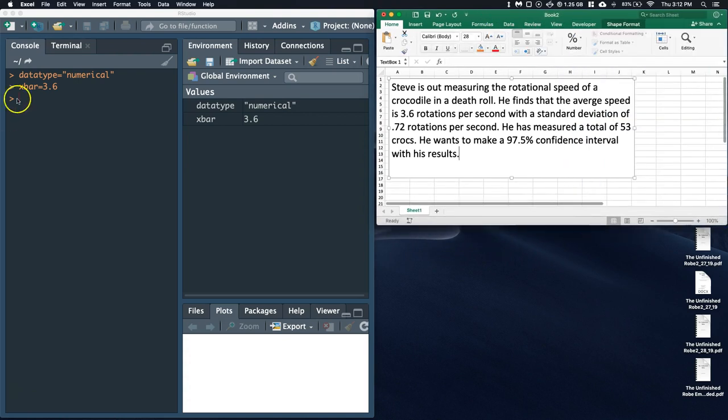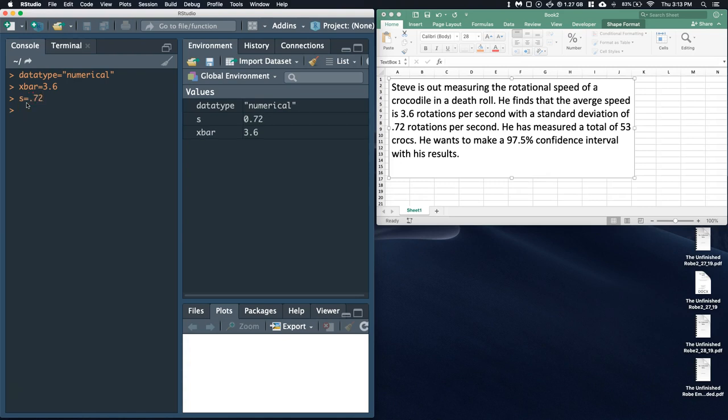Okay. And the next thing that I want to look at is, what is my standard deviation? Now, are we dealing with S, the sample standard deviation, or are we dealing with sigma, the population standard deviation? Well, our standard deviation here is coming from the sample. He finds from his measurements that they had a standard deviation of, sorry, not 7.2, but 0.72. So we've got S equals 0.72. Because of that, it's going to let us know what type of confidence interval equation we're going to use. We'll get to that in a second. Let's get some more data first.